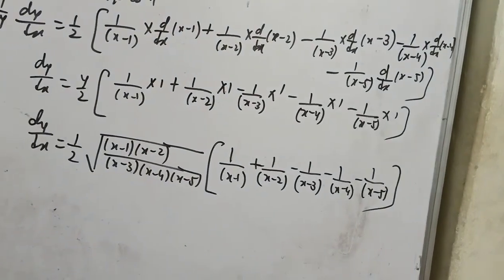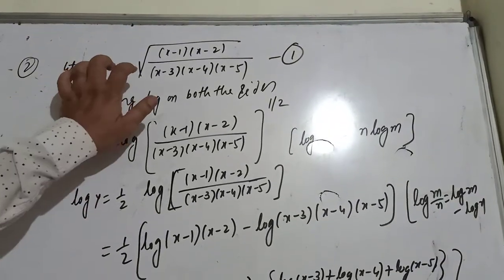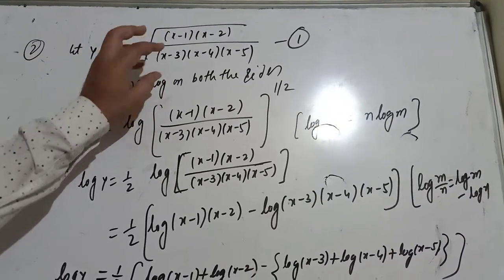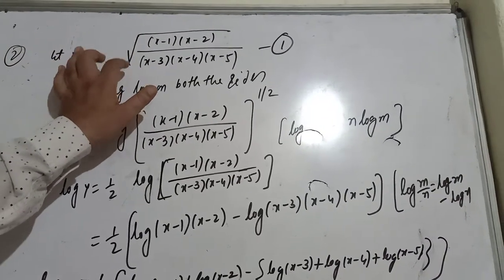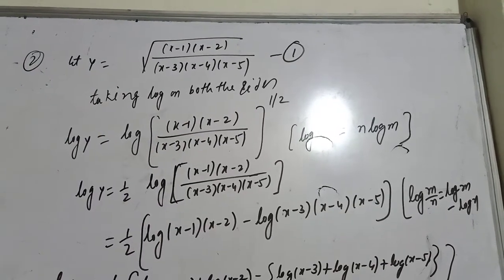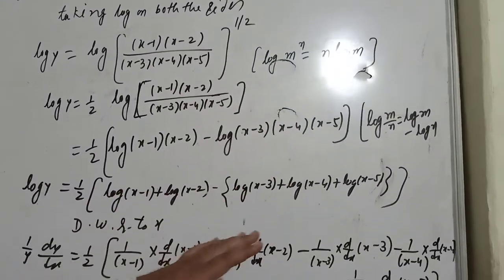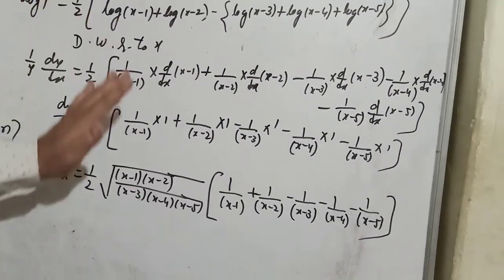This is the way to do differentiation of logarithmic functions. If we take log, this will become easy for us, because the function at the initial stage is not in the simplest form. But if we take log, we get the simplest form. Like, there are 5 brackets, we are getting 5 terms independently, and we are differentiating after using the logarithm property.